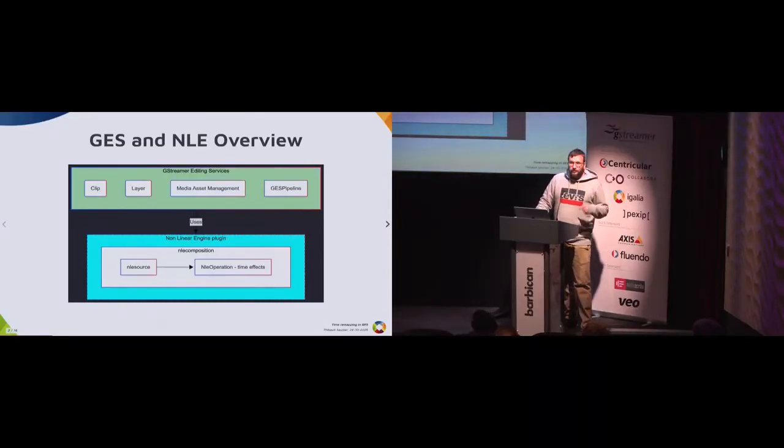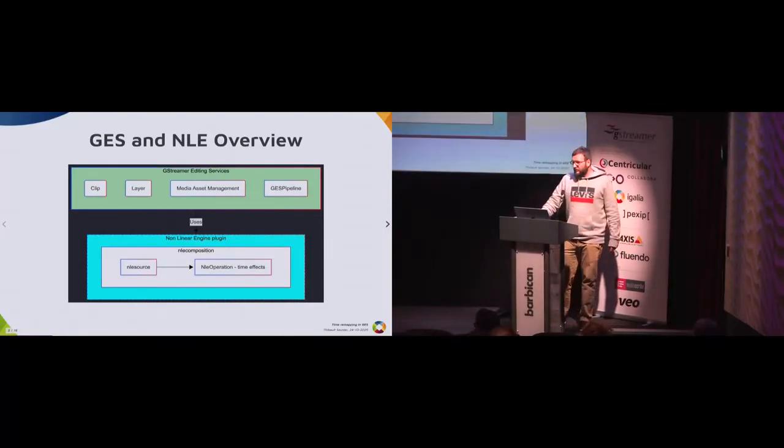Well, GESPipeline handles a few details that you would have to handle manually otherwise, and makes using a GESTimeline simpler. And then GES uses the nonlinear engine, which is a GStreamer plugin that provides specialized bins for building pipelines on the fly to represent the timeline that you have at the GES level.